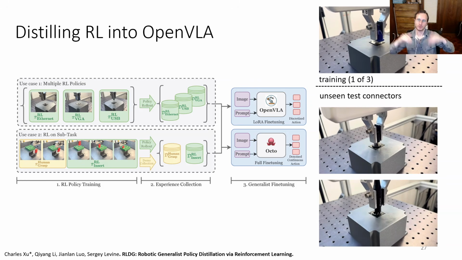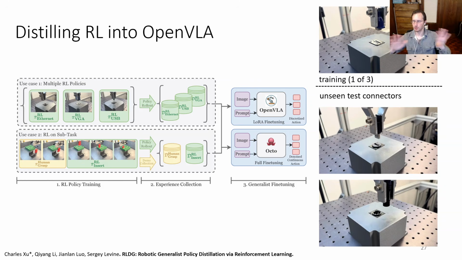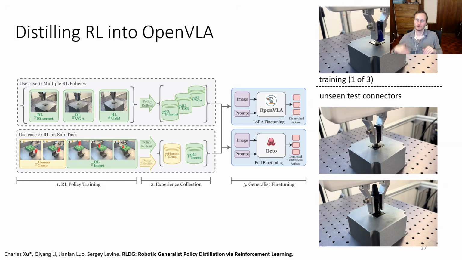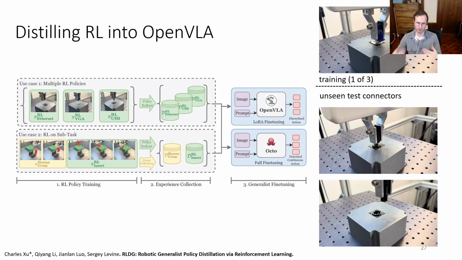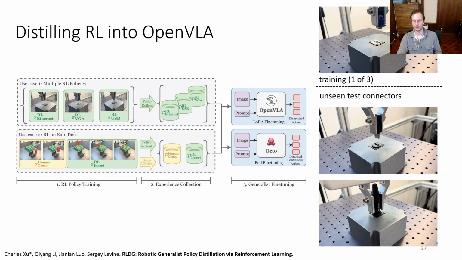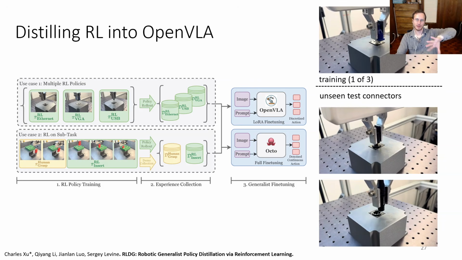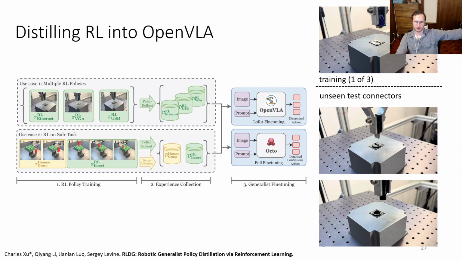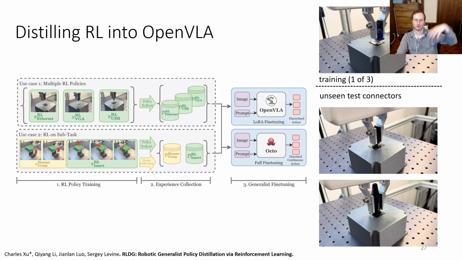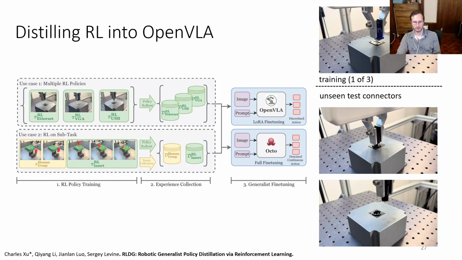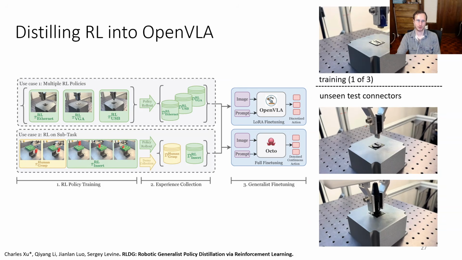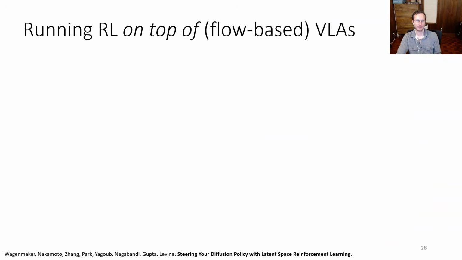Now, those specialists are really good at the connectors they're trained on, but they don't generalize broadly. So what we can then do is take the data from these specialists and use it as training data for a robotic foundation model, in this case OpenVLA, and that foundation model will then generalize to new connectors. So the job of the foundation model is to look at the strategy learned through RL and generalize it more broadly. So that's a pretty effective strategy to get foundation models that benefit from RL.